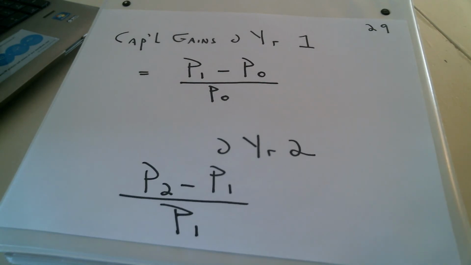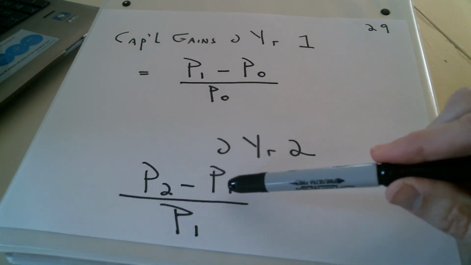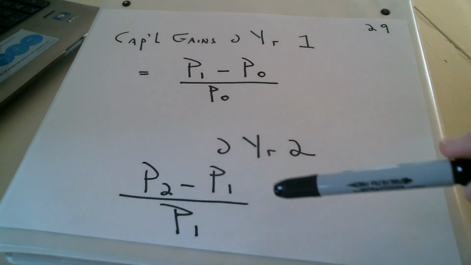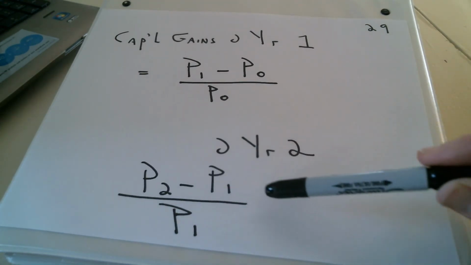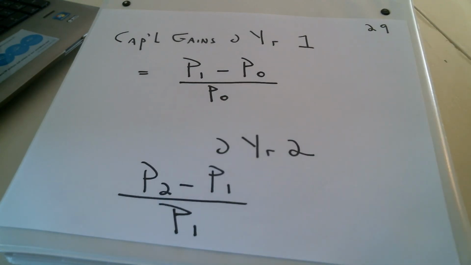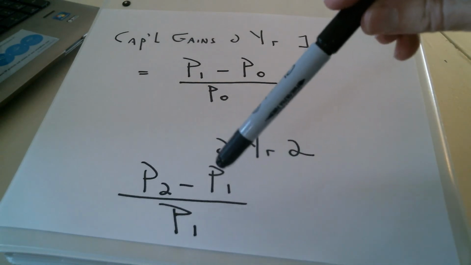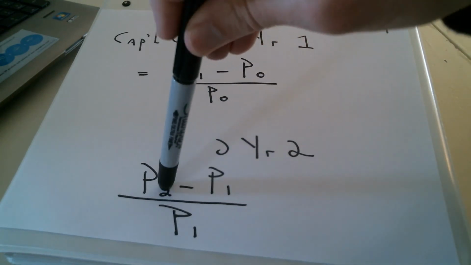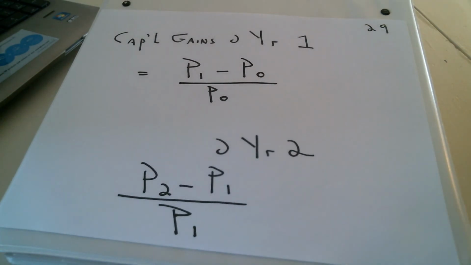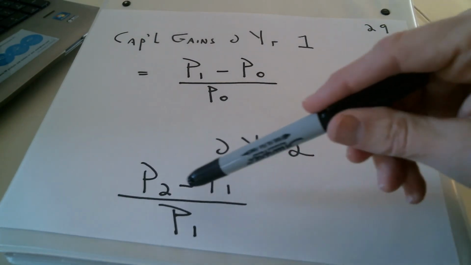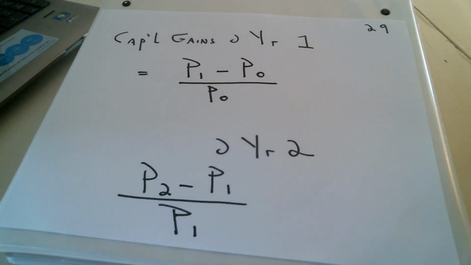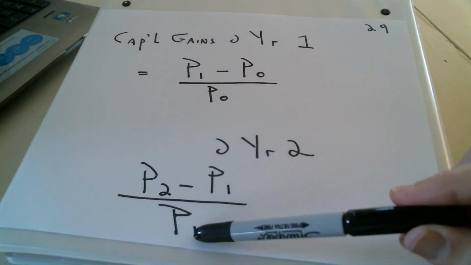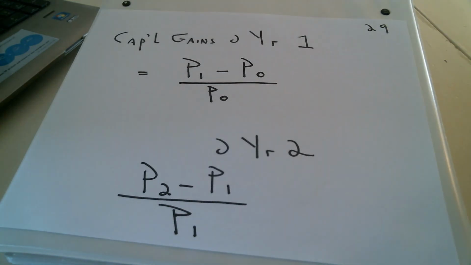Okay, so if you wanted to put some numbers to this, to exaggerate, if P2 was 200 and P1 was 100, 200 minus 100 is 100 over 100. That's your capital gains, 100%. If it was at 100 and grew to 150, that's again exaggerated, but just to show the math, 150 minus 100 is 50. 50 over 100 is 0.5, 50%. So 50% capital gains.